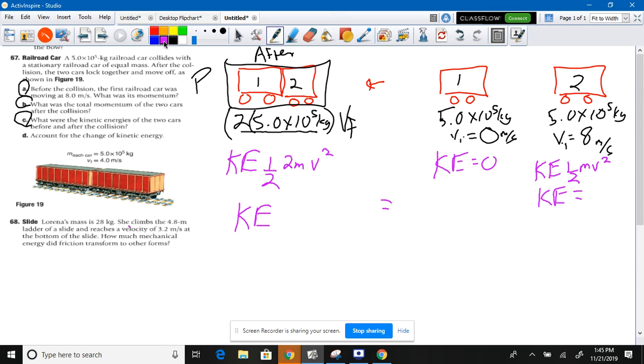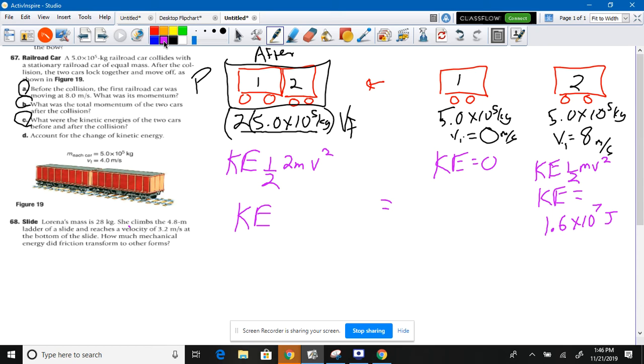What's the kinetic energy for the first car? 1/2, 5 times 10 to the 5th times 8. Multiply 500,000 times 8. 8 squared. Boy, was I wrong. My bad. So that's a big old number. James, what do you have, sir? 1.6 times 10 to the 7th joules.